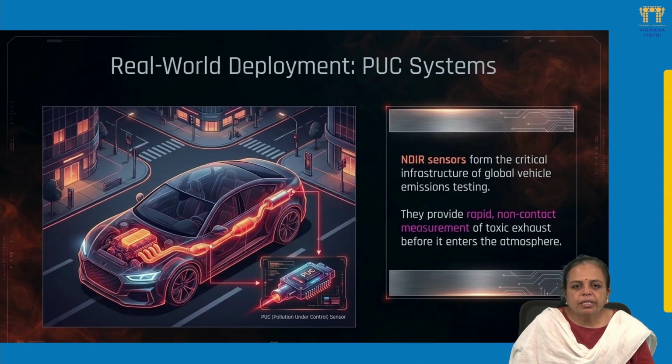This is a real world example. Most of the vehicles are using these NDIR sensors, from critical infrastructure to global vehicle emission testing, and they provide rapid non-contact measurement of toxic exhaust before it enters the atmosphere.